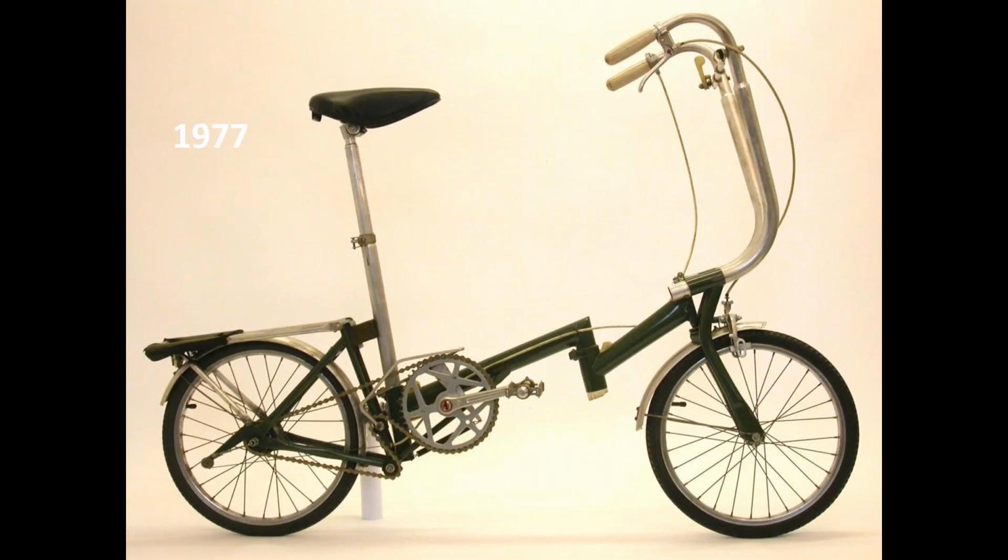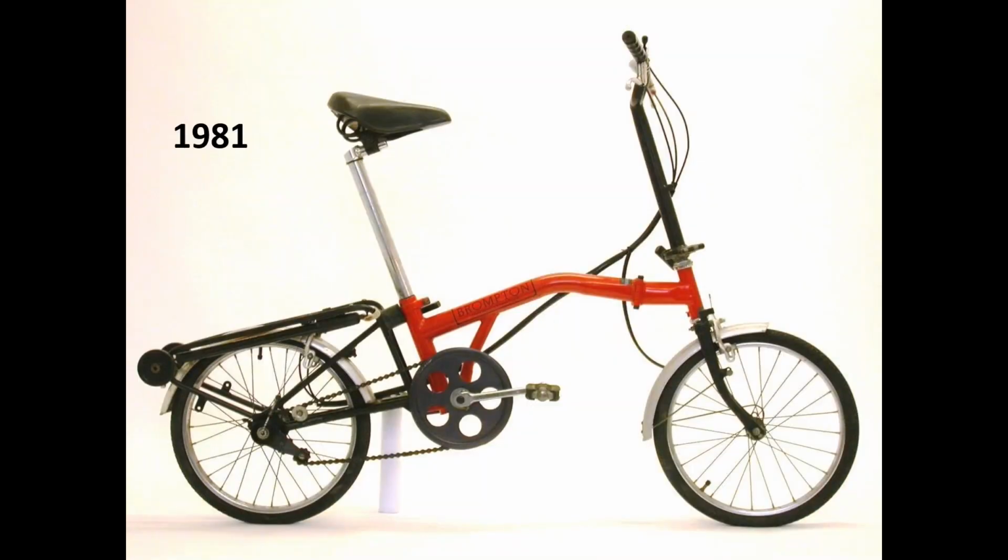It doesn't look too familiar to the Brompton today, but you can see the general concept of the fold in the frame, the fold in the handlebars. So that was in the late 70s. Then fast forward into the early 80s, you can start to see the first generation of the Brompton bicycle with the hinge in the middle of the frame, the fold on the handlebars, and it was beginning to take shape.